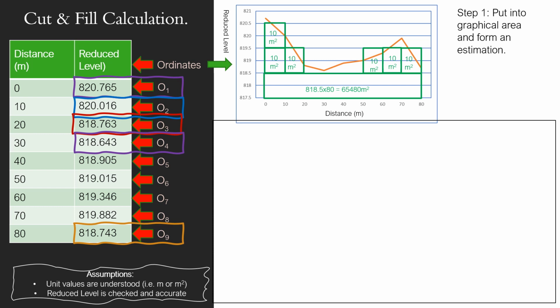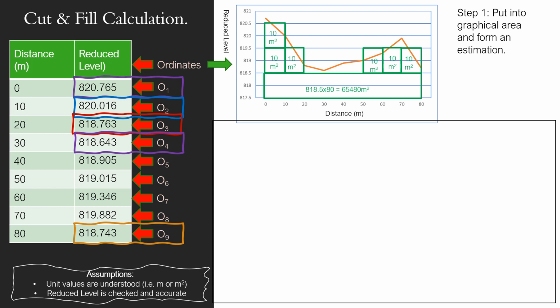So what I've done is everything under 818.5, I'm just assuming this area under here is this distance, 80, times the height, which is 818.5. That gives me the area underneath this line here.